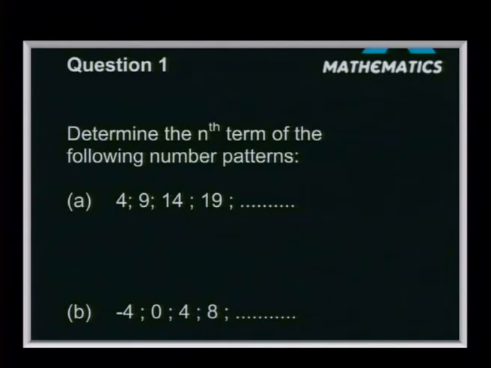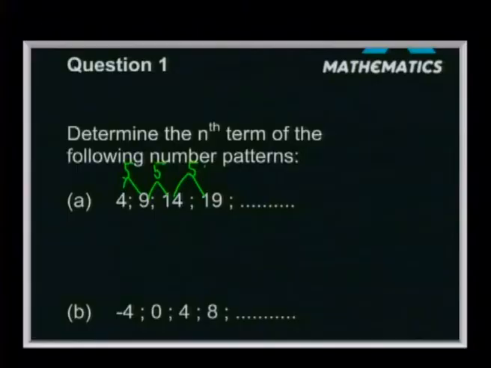Right. So let's have a look. From 4 to 9, I add 5. From 9 to 14, I add 5 also, and from 14 to 19, I also add 5. So I have decided, based on that evidence, that this is an arithmetic or a linear number pattern because there is a constant term of 5 that I am adding from one to the next.